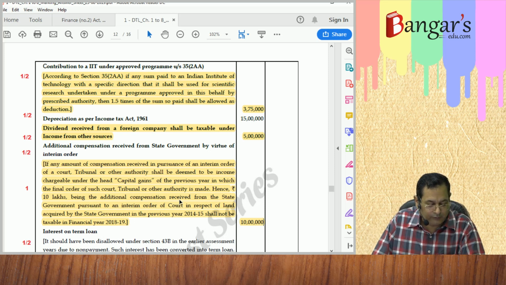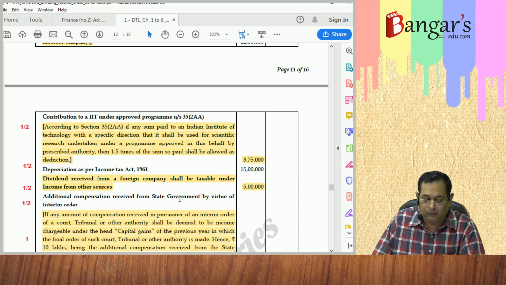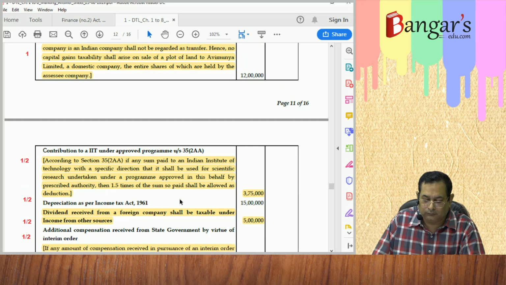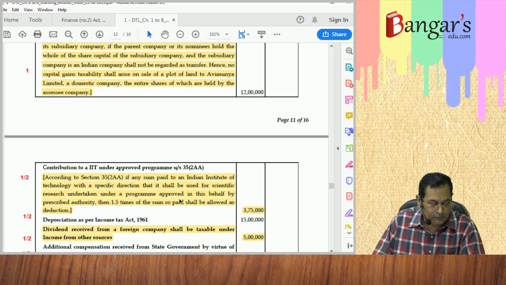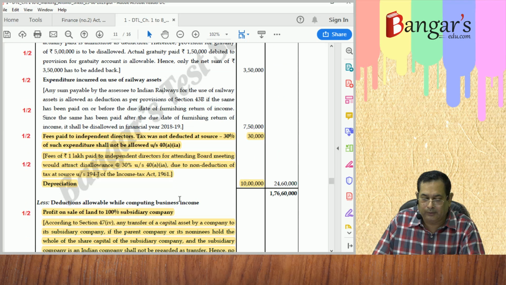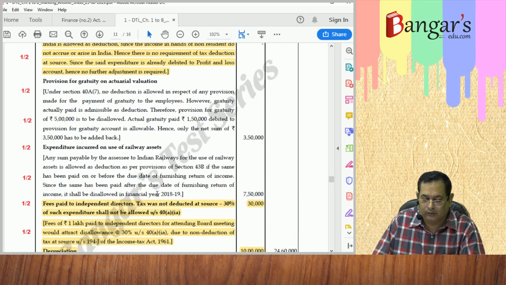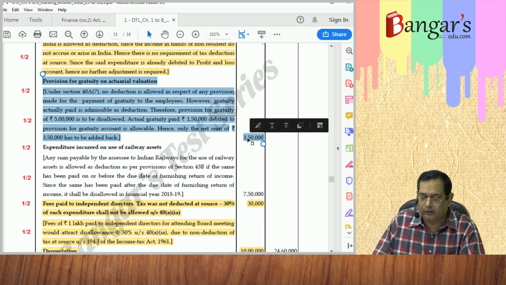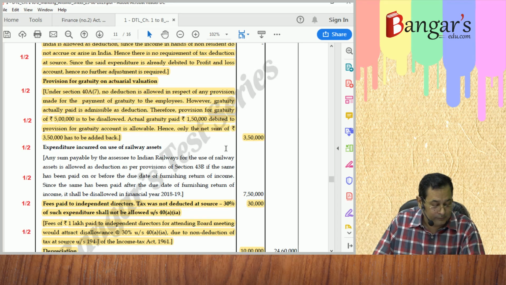Provision for gratuity is 5 lakh. Actual gratuity paid is 1,50,000 rupees. So provision for gratuity will be added back and whatever actual gratuity is there, the same will be allowed as deduction. So the amount of 5 lakh will be added back and 1,50,000 will be deductible.